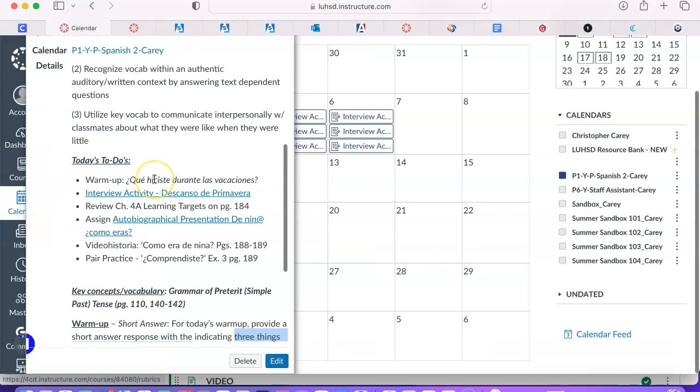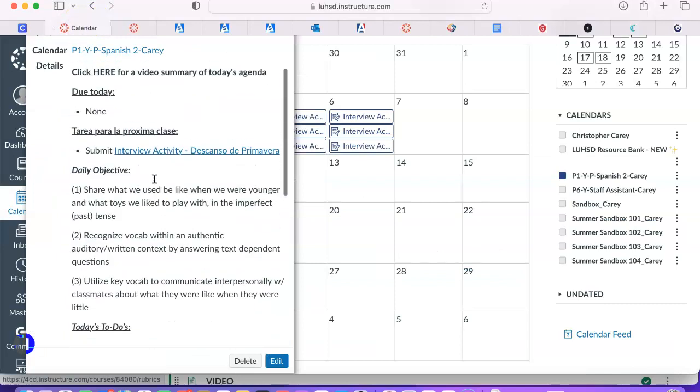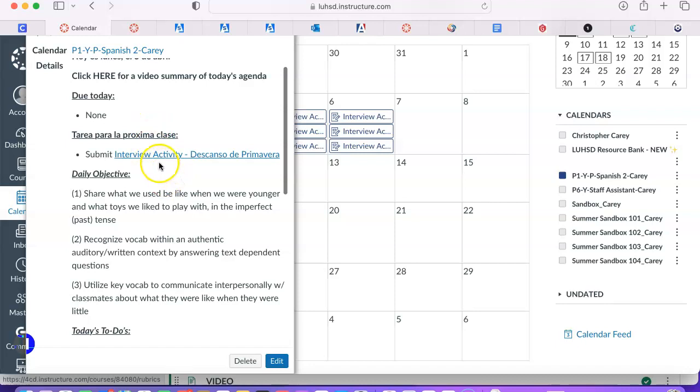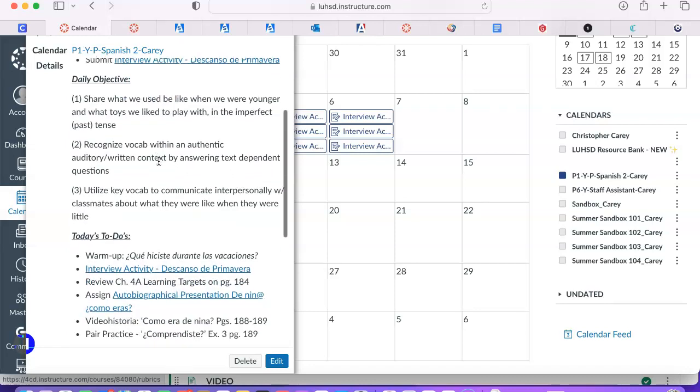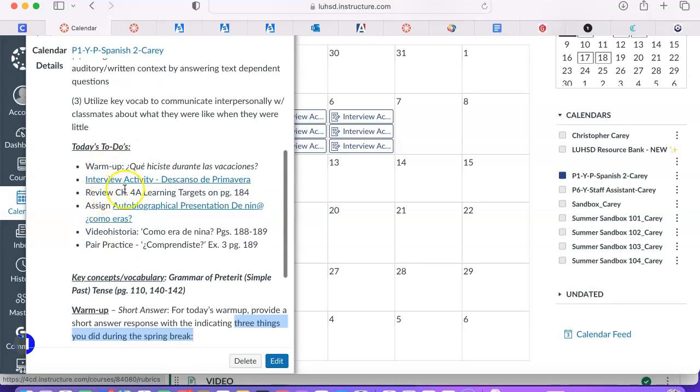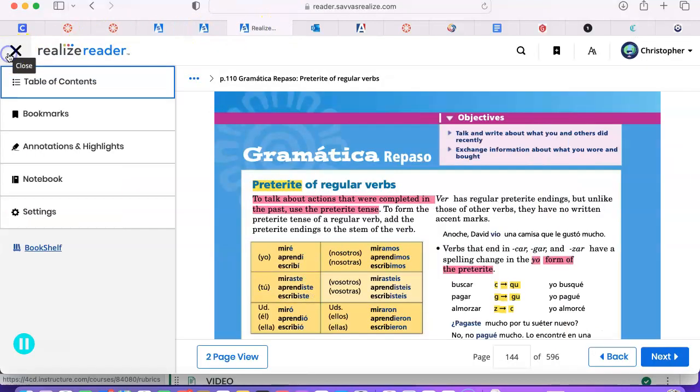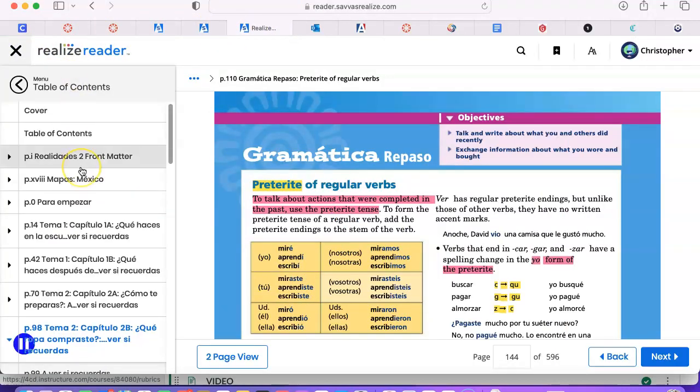All right, so that's due for homework. You guys saw that at the beginning of the agenda for today. Make sure that's submitted by the end of the next day we see each other. And then we're going to go ahead and dive into Chapter 4A for the rest of the class, which again is all about the imperfect tense.